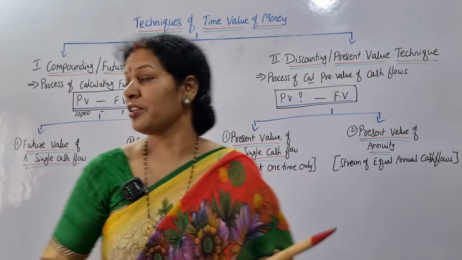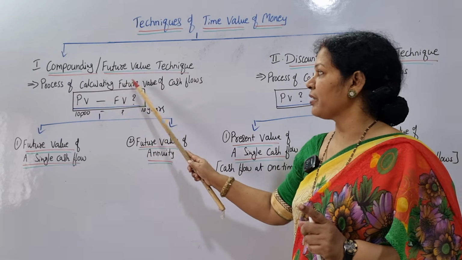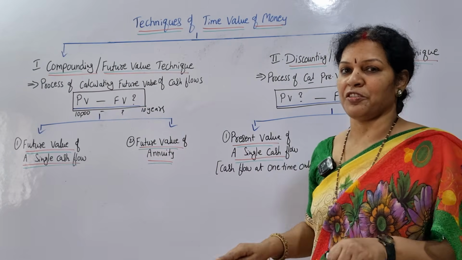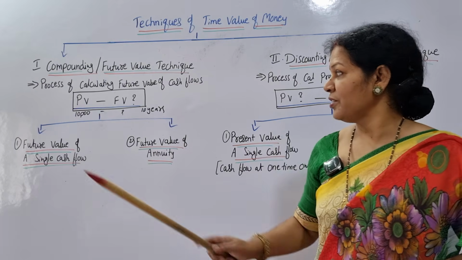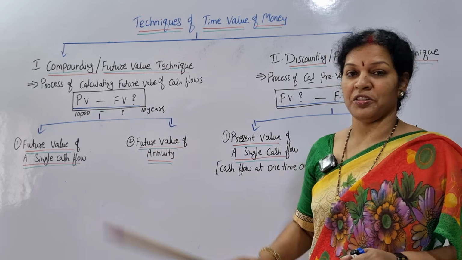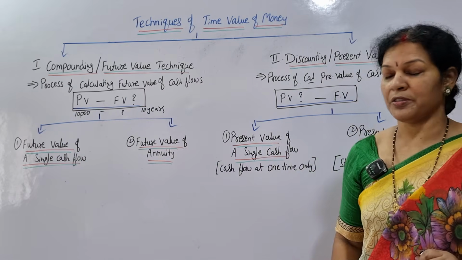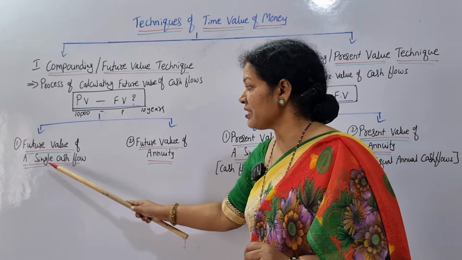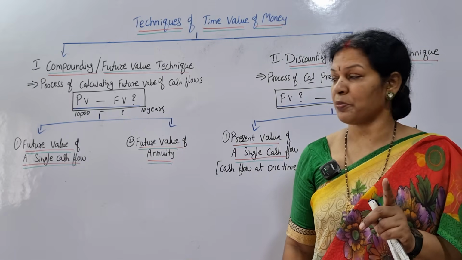So this is about the compounding or future value technique. Process of calculating future value of cash inflows. I have cash inflow of 1 lakh. Future value is how much? So 10,000 I am having. Future after 10 years, how much will it be? So this once again will be divided into two parts. Future value of a single cash flow.